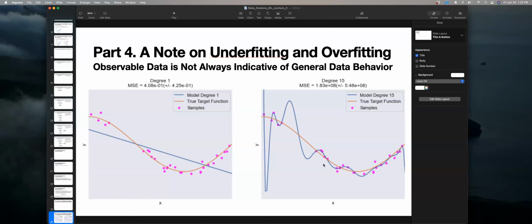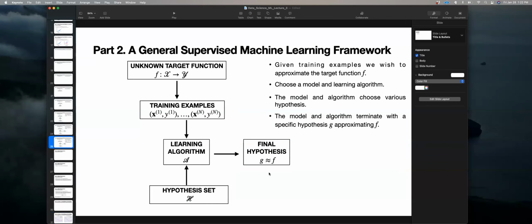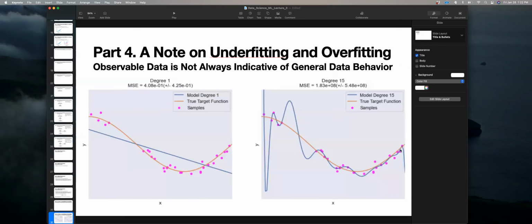However, we have to think back to the general framework that we developed earlier. We want our function that we find to be a good approximation of this unknown target function, not just a good approximation to the target function on a specific subset of data. We want it to be a good approximation over all data, right? So going back to this image, yes, we're hitting this subset of data here, but the true target function is shown in orange. And look right here.